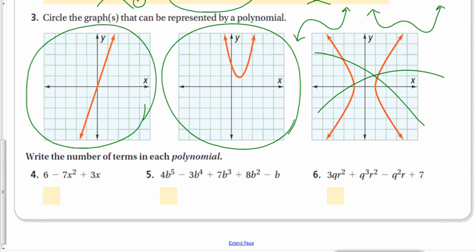Down on the bottom here, we're just counting the number of terms in each polynomial. For number 4, we've got 1, 2, 3 separate terms. For number 5, I've got 1, 2, 3, 4, 5 separate terms. And for number 6, I have 1, 2, 3, 4 separate terms. Notice on each of these, there was no combining of like terms that I could have done. If I were going to do that, I would have done that before I counted.